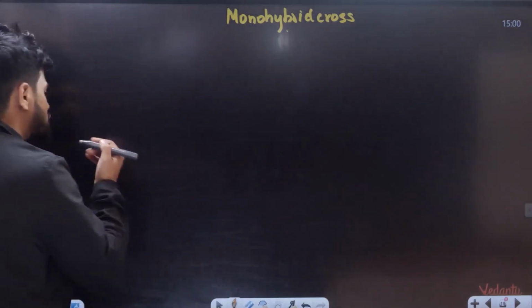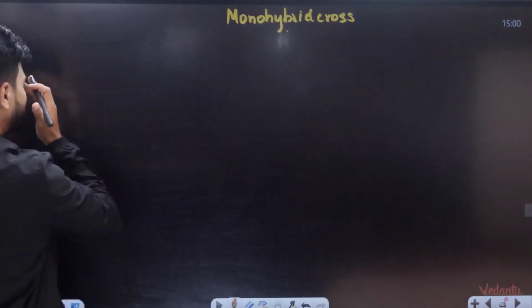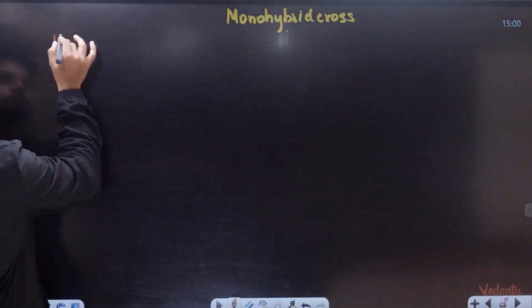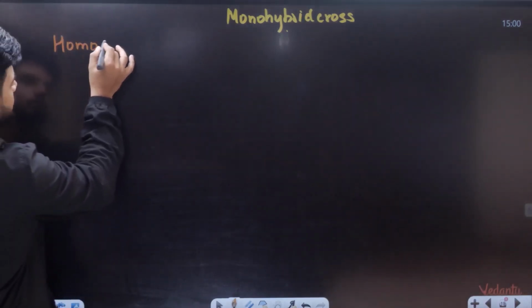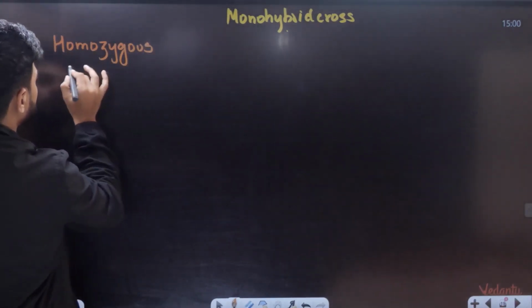Now first thing is selection of parents. First step is selection of parents. So we are taking 2 types of parents here. One is homozygous dominant. One is homozygous recessive.